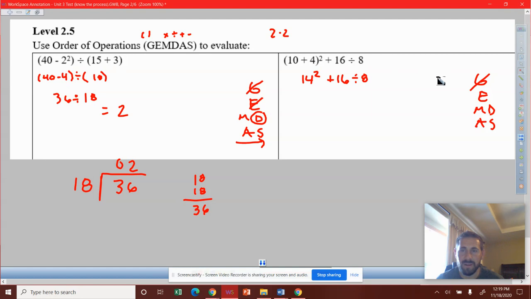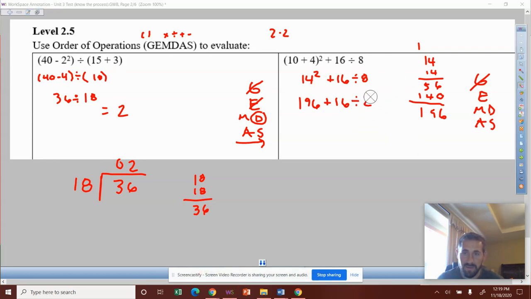So 14 squared is 14 times 14. So 4 times 4 is 16. Carry the 1. 4 times 1 is 4, plus the 1 is 5. Now hold a place value, so you can do 1 times 4 is 4, and then 1 times 1 is 1. So 196. We can put 196 for that 14 squared. Just bring the rest of it down. Sorry, it's not a 2, it's an 8. Not sure why I wrote that.